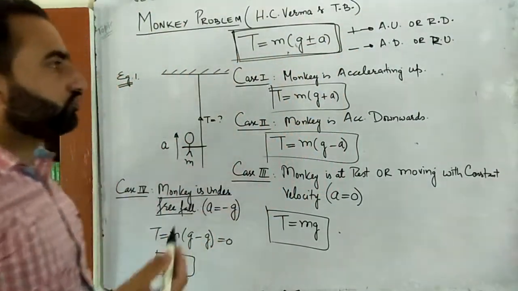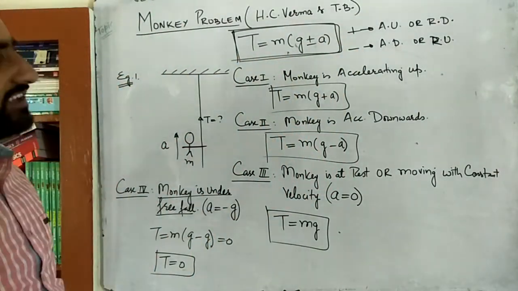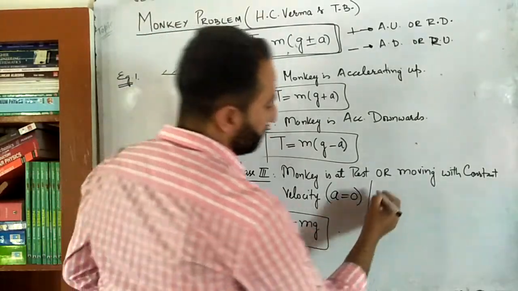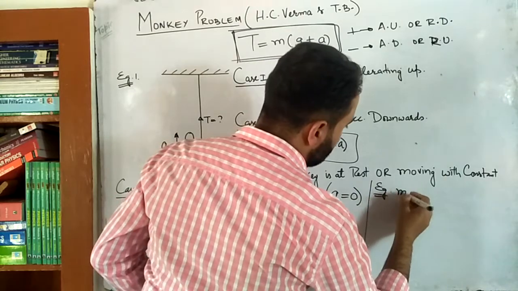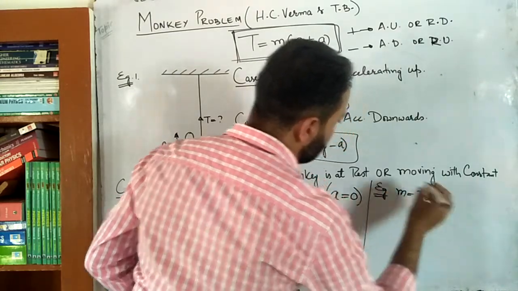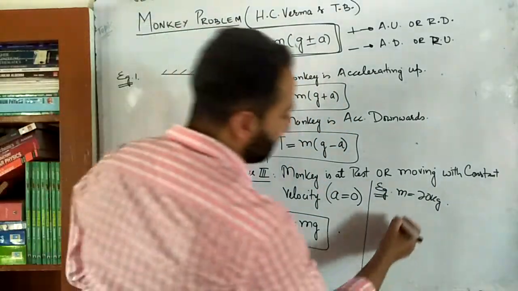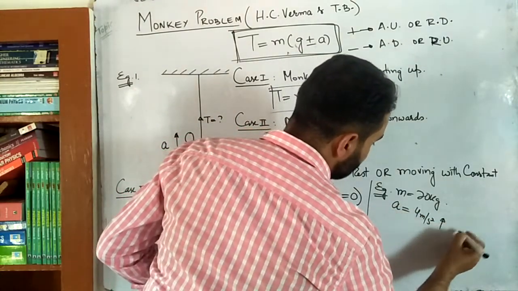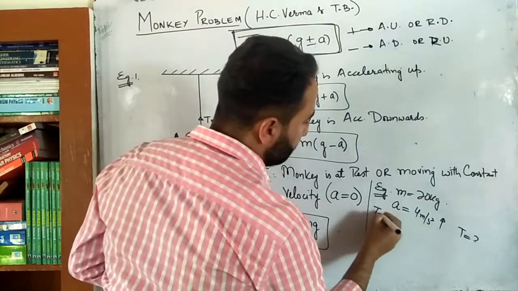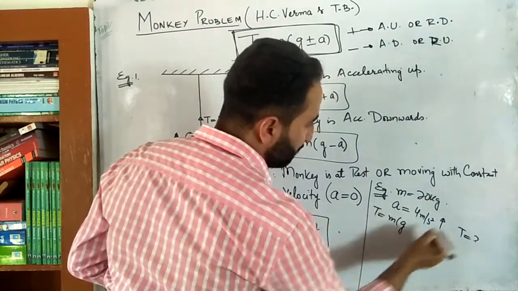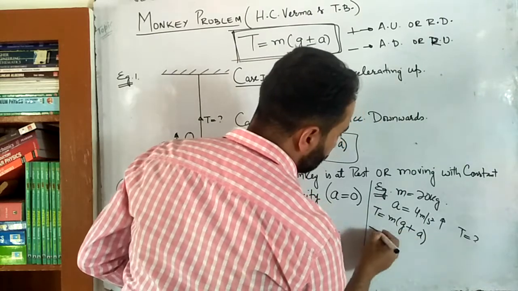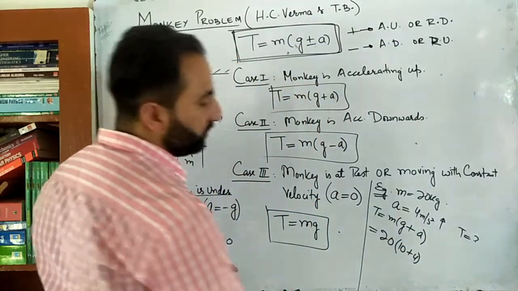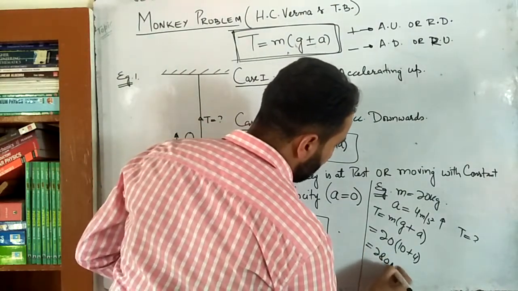Now suppose that the mass is given to you, acceleration is given to you, then from there you can calculate the tension easily. Suppose the example is like this: the mass of the monkey is 20 kg, and it's accelerating upwards with an acceleration of 4 meters per second squared. Then the question is to calculate the tension in the string. So obviously T will be equal to m multiplied by g plus or minus a, plus because it's accelerating upwards. So how much comes here? 20 multiplied by 10 plus 4. 10 plus 4 is 14. 14 times 20 is 280. So 280 Newton. As simple as that.